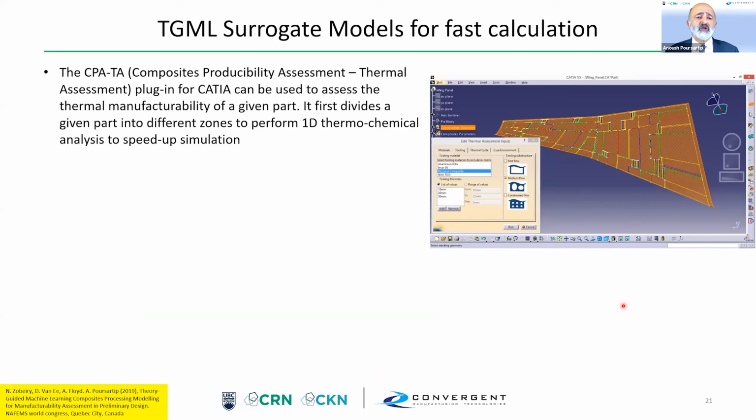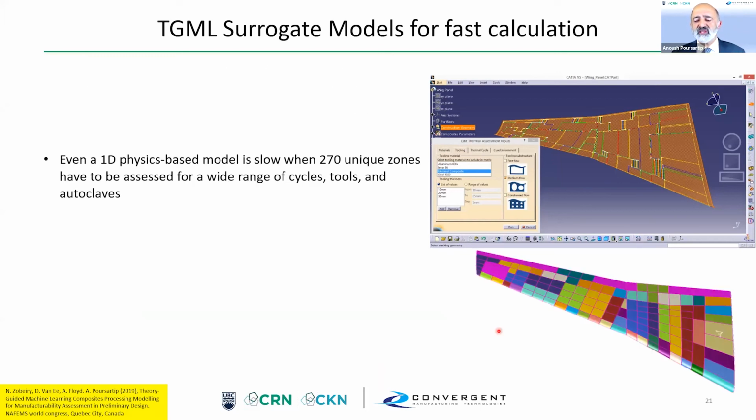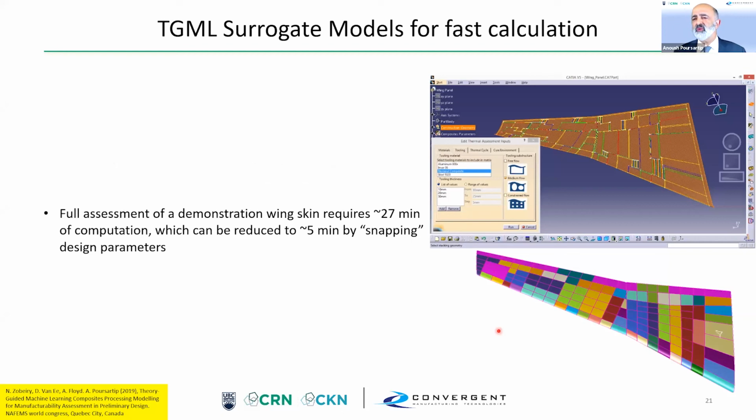Well, Convergent has a thermal assessment plugin for CATIA, which is intended to help a designer at the conceptual stage figure out if their part is thermally producible. So if we actually take a representative wing skin with, say, 270 unique zones, and we try to run very quick 1D drills of this problem, what we find is that because at this stage there is no tool, no autoclave, no cycle predetermined, we have to evaluate a whole bunch of choices. And the problem is that even with 1D runs, this can take as long as 27 minutes. We might be able to cut it down to 5 minutes by taking some shortcuts, but the truth is that a designer won't wait that long.